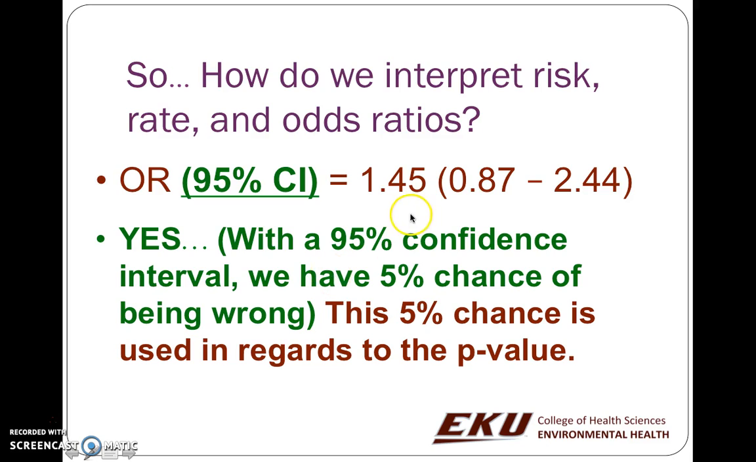So we could be wrong 5% of the time with these numbers here. So less than 5% of the time, the numbers could be lower. It could be 0.6 or higher. It could be like 3.5. This 5% chance I'm speaking about, this alpha value, is related to our p-value.